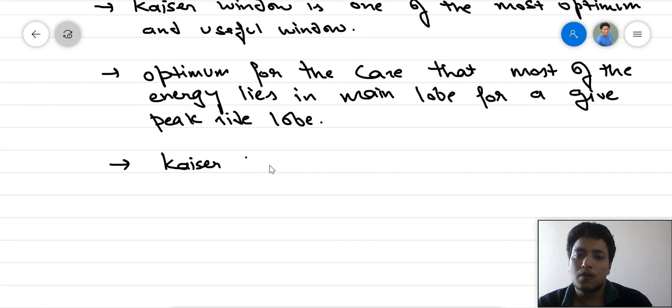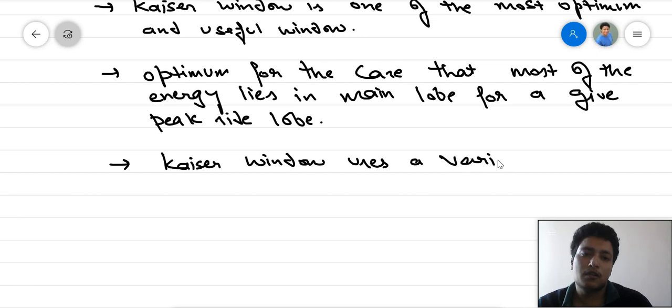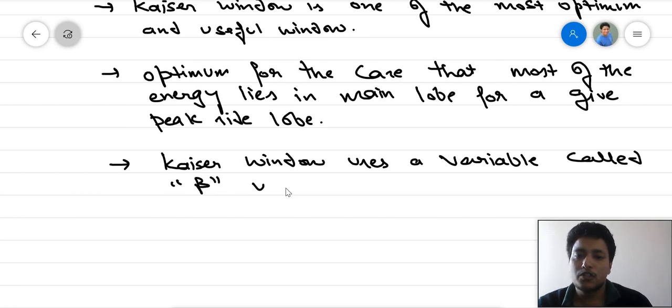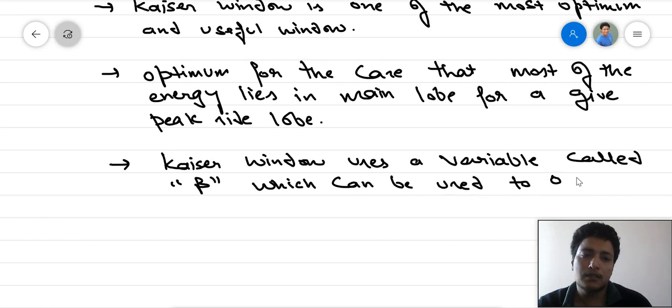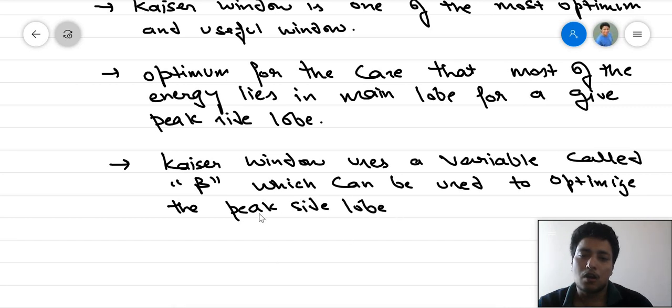The Kaiser window uses a variable called beta, which can be used to optimize the peak side lobe accordingly.